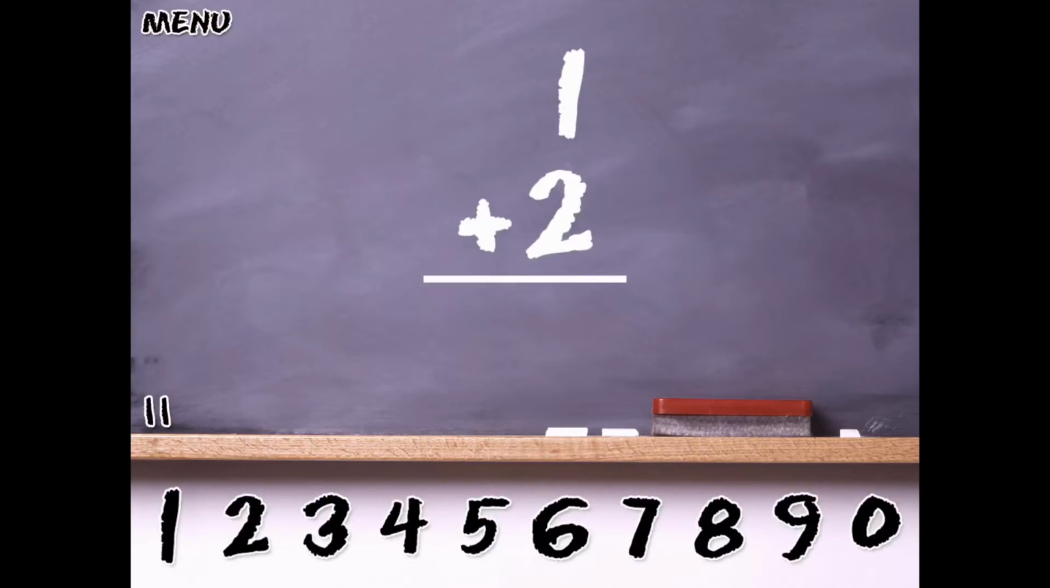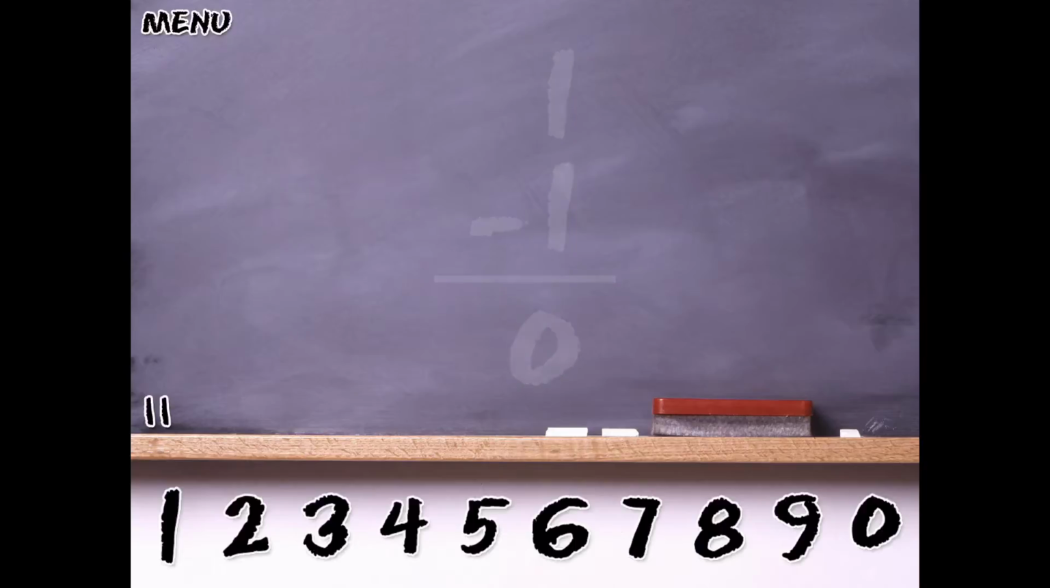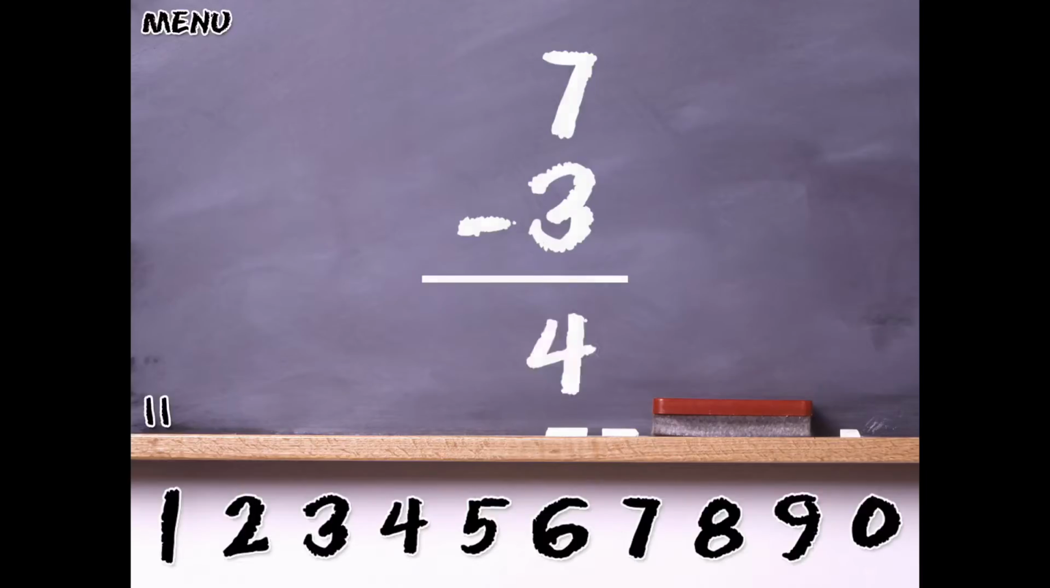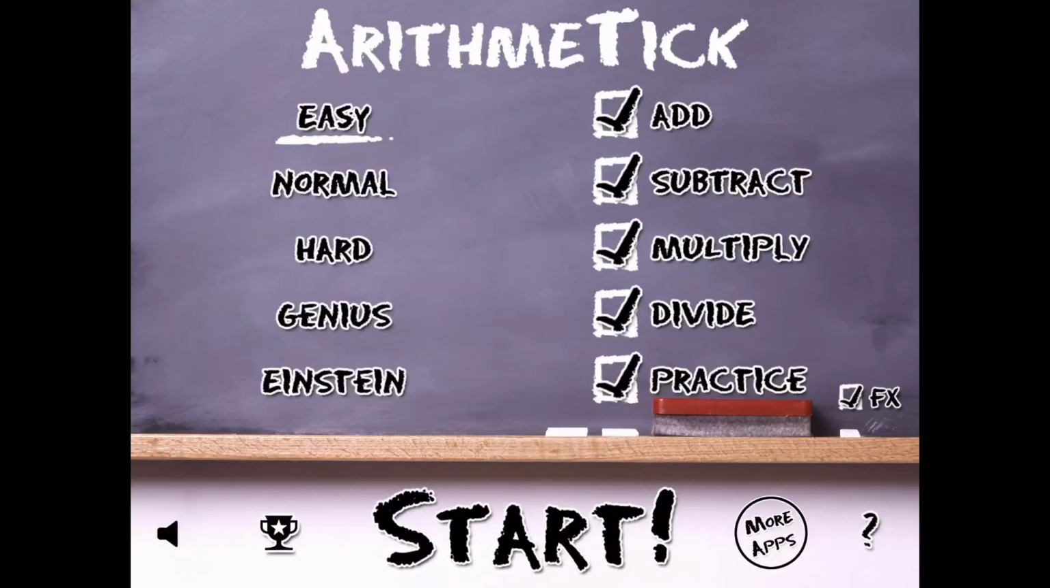Somewhere we're going to get a division problem here. Maybe. There we get one. There's a division problem now that we get. So it'll flash up a division one, and then it'll go back to subtraction. So that is the practice mode here, and that is all on easy mode.